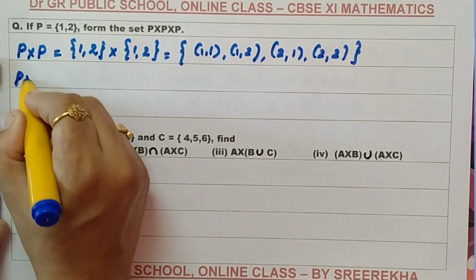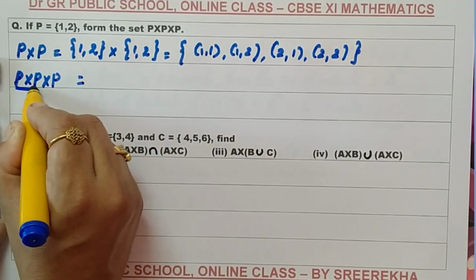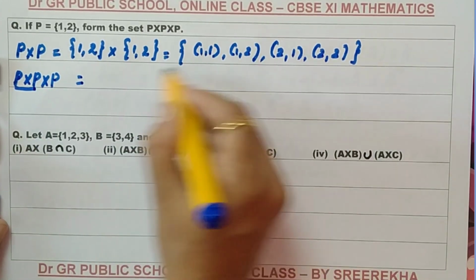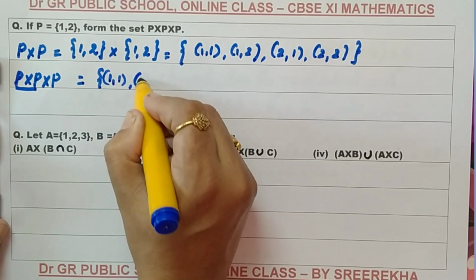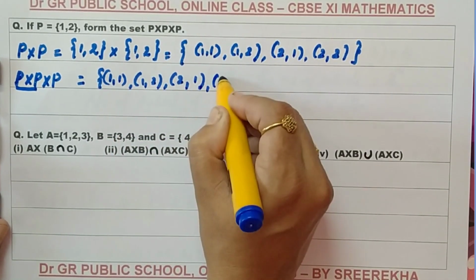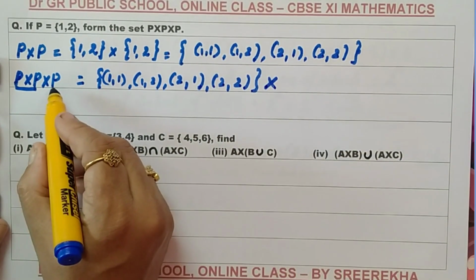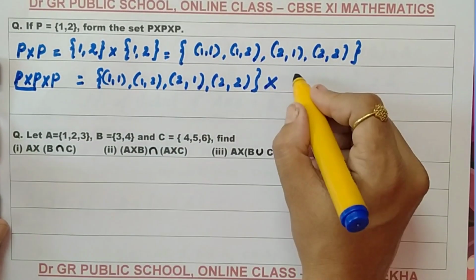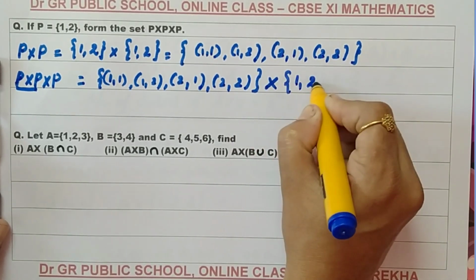Now, I need to find P cross P cross P. So, what do you want to do? The P cross P set is given as {(1, 1), (1, 2), (2, 1), (2, 2)}. That you need to cross with again a P. P is the set {1, 2}.